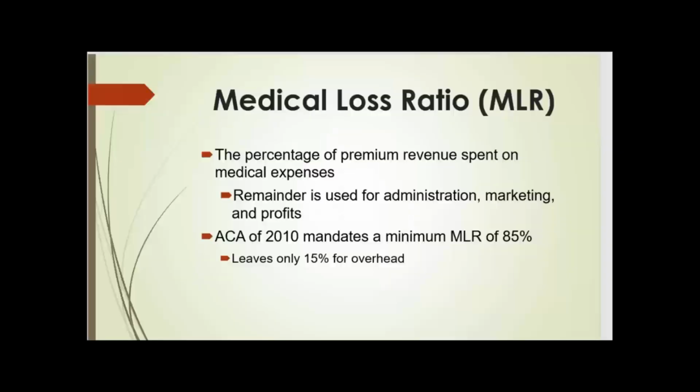All right, so really quick, medical loss ratio. Now, this term was actually covered in Chapter 6. I know that I didn't talk about it in the Chapter 6 presentation, but it's the percentage of premium revenue spent on medical expenses. So the remainder is used for administration, marketing, and profits. Now, with the Affordable Care Act, the ACA actually prescribes minimum medical loss ratios in health plans to limit the percentages of premium revenue a health plan can use for administration, marketing, and profits.